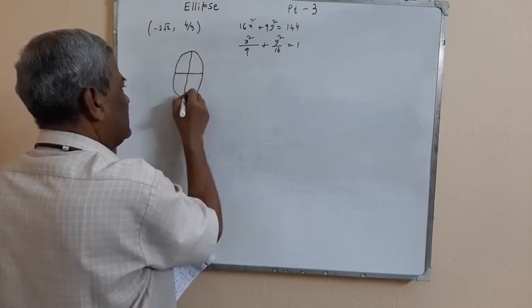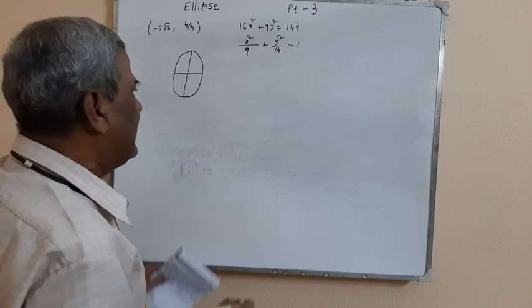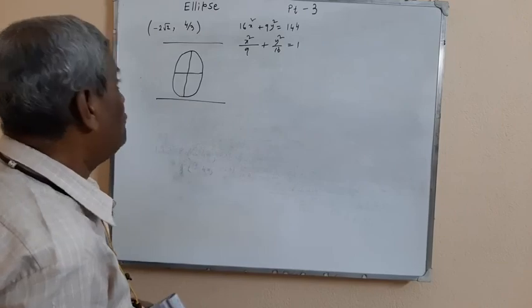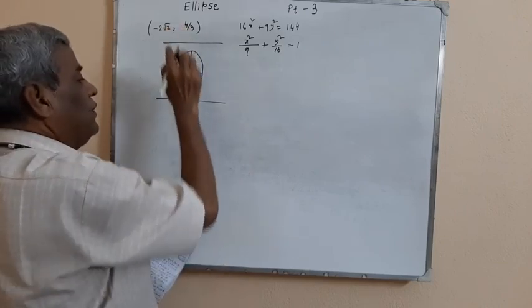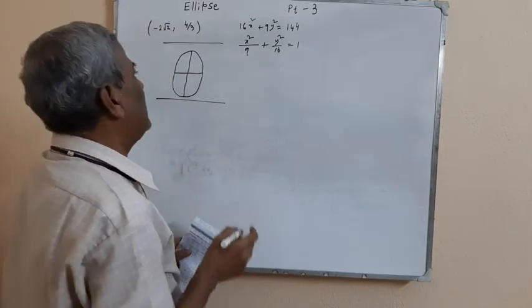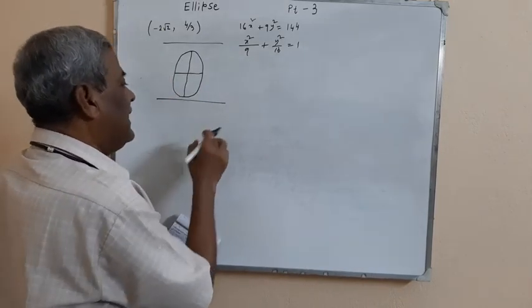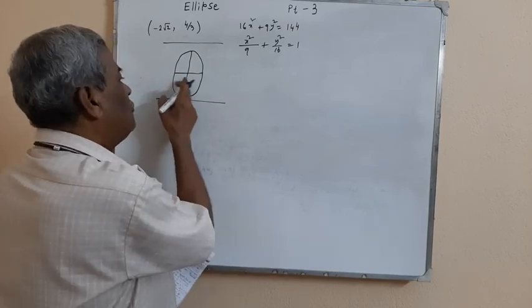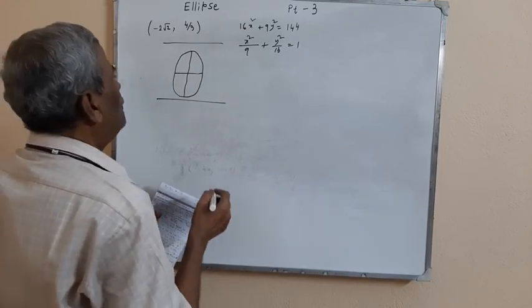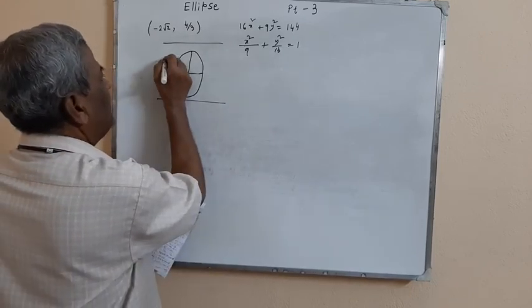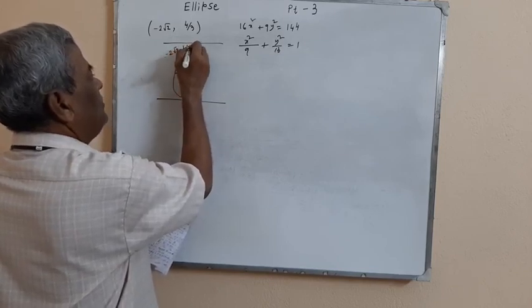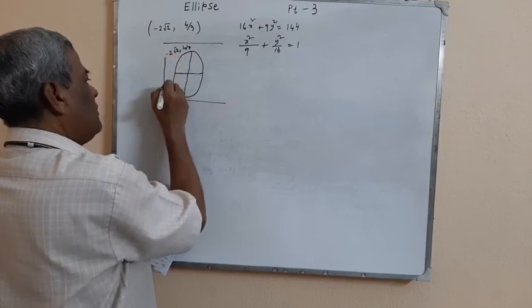X axis, y axis. It has two directrices. One is that, other is that. We have to find the distance of that point from the directrix lying in the third and fourth quadrant. This directrix lies in the third and fourth quadrant, this one, not that. And (minus 2 root 2, 4 by 3) is the point somewhere there. So we have to find the distance from this to that.